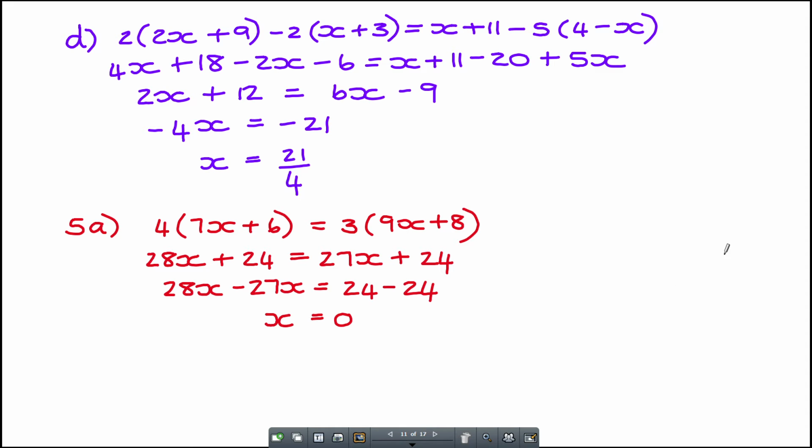Okay, so we start marking at 5a. Right, quickly have a look. All we had to do there is multiply ends to get rid of that bracket. And then from there, unknowns to the left, normal numbers to the right. And then you would get x is 0.